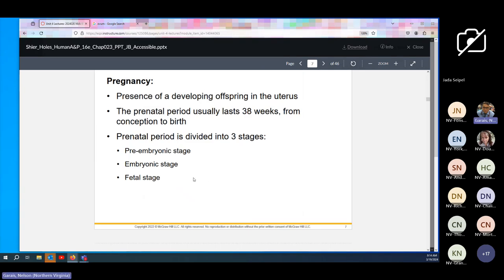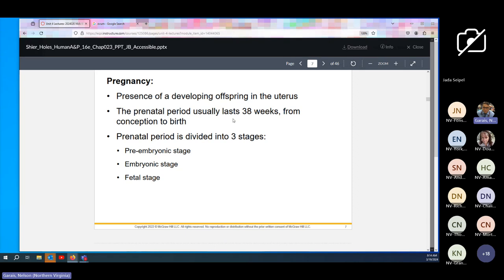Pregnancy, of course, is typically about 38 to 40 weeks. Add that to your notes, 38 to 40 weeks. It's called AOG, or age of gestation. Anything prior to 35 weeks is a problem, okay? And is considered relatively high risk, right?